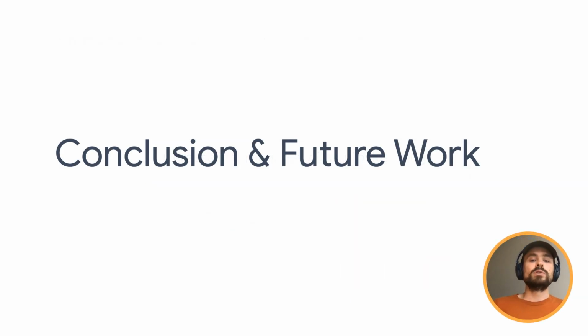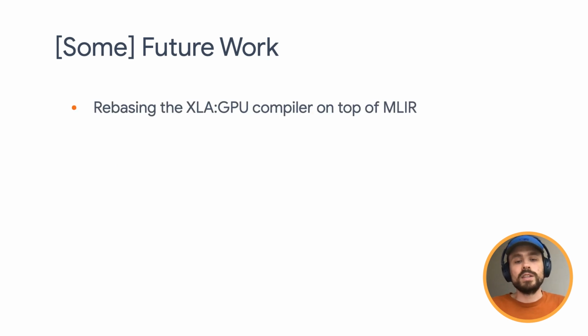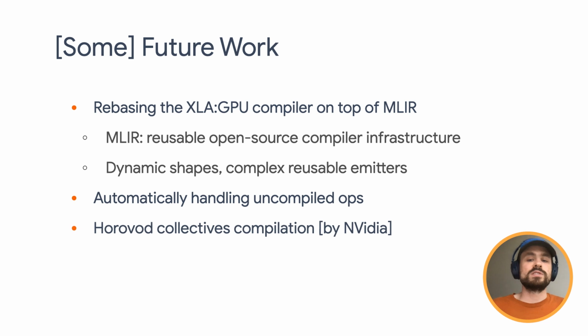Now let's go through some future improvements to the stack we are planning, and the conclusion of this talk. We're always working on many different areas of TensorFlow and XLA, and here are some sample projects. And of course, this list is very incomplete. We're in the process of rebasing the XLA GPU compiler stack on top of MLIR, which is a reusable open source compiler infrastructure project. With that work, we aim to get more complex reusable emitters for the compiler, as well as true dynamic shape support, and many other improvements.